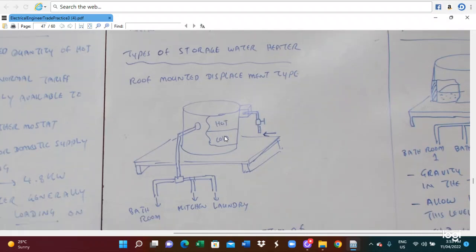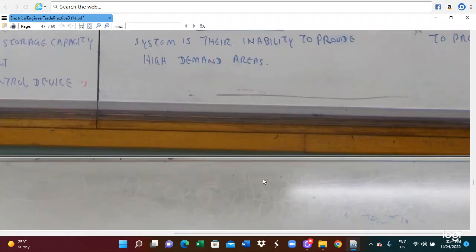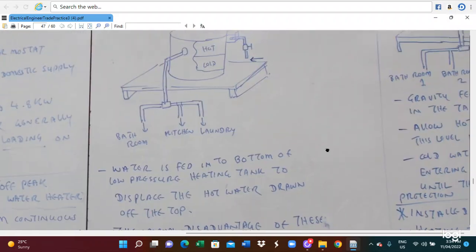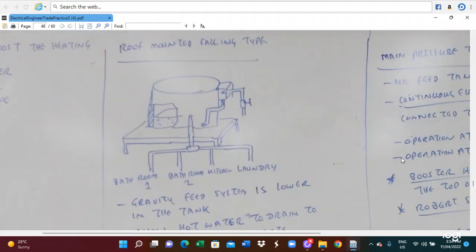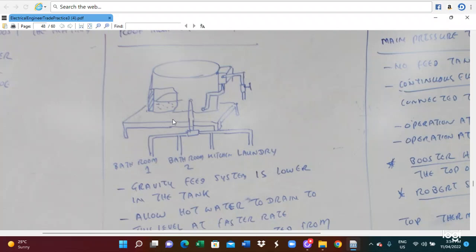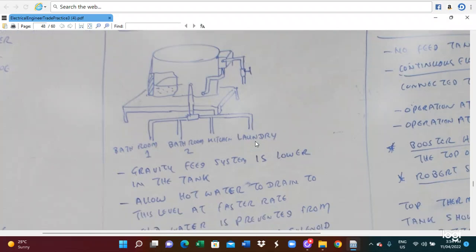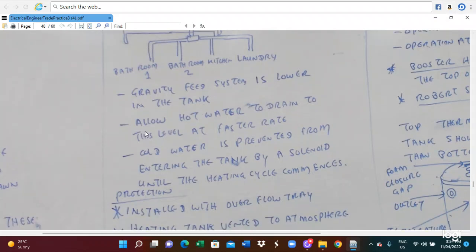This is the roof mounted displacement type water heater. Water is fed into the bottom of the low pressure heating tank to displace the hot water drawn from the top. The main disadvantage of this system is its inability to produce for a high demand area. So this is a roof mounted water heater system. In this case, this is the roof mounted tank, and this is the bathroom, kitchen, laundry, where water can be taken out. So the gravity feed system is lower in the tank, allowing the hot water to flow at a faster rate.